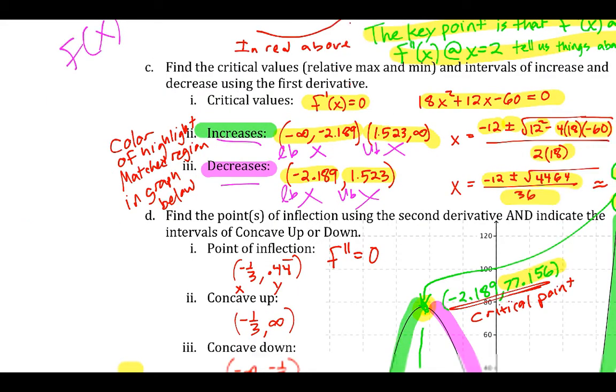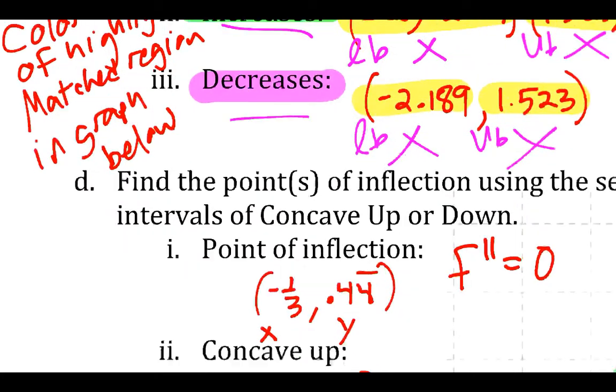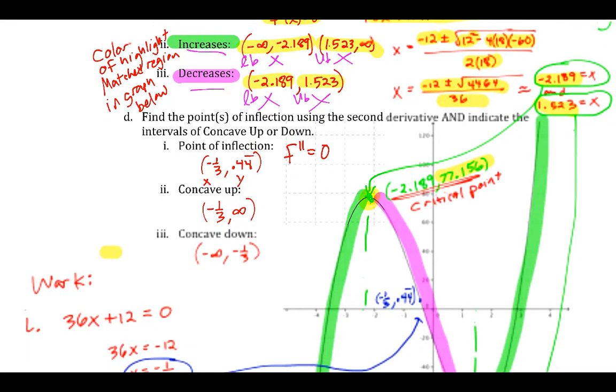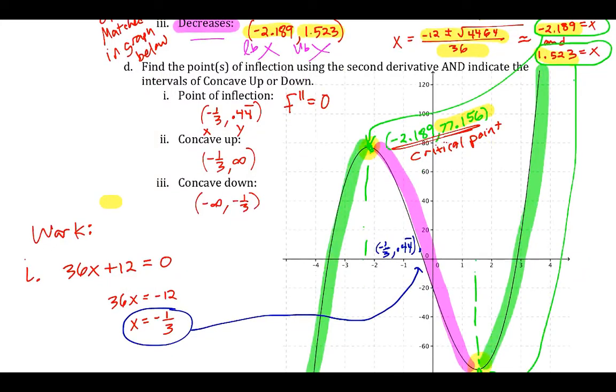Now, on the side here it says color is matching. So look at the color coding. If that helps, I hope it does. Go with that. Now down below, D is find the points of inflection.